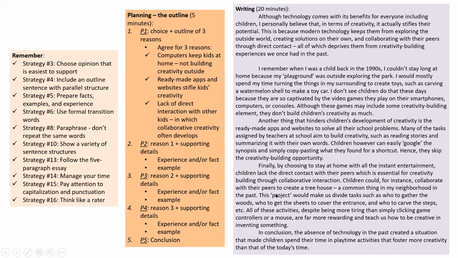And then the next paragraph talks about that one, and the previous one is talking about creating solutions on their own. And finally, there is a brief conclusion sentence to emphasize his choice or his opinion. Okay, so again, that's the opening paragraph with the outline sentence. And then he uses his experience. He uses formal transition words such as hence.